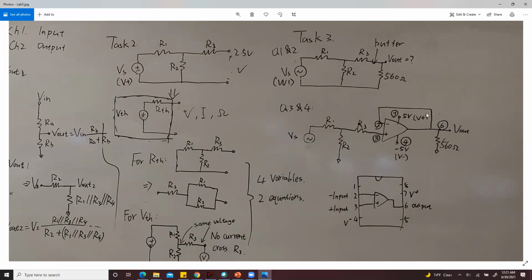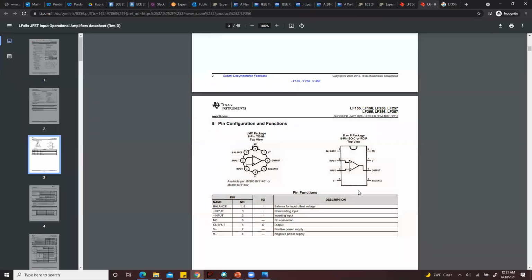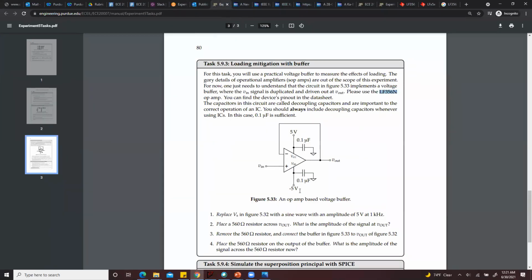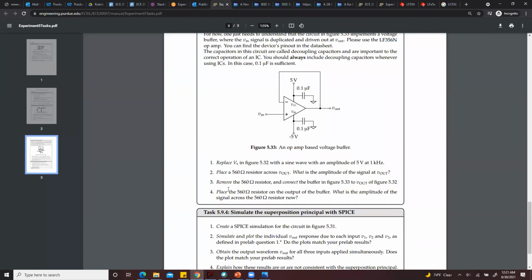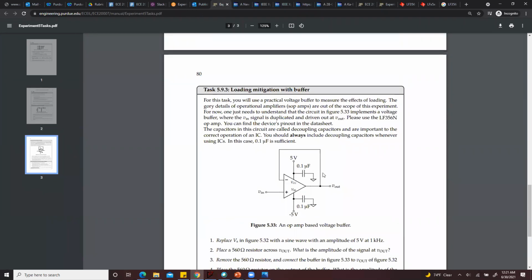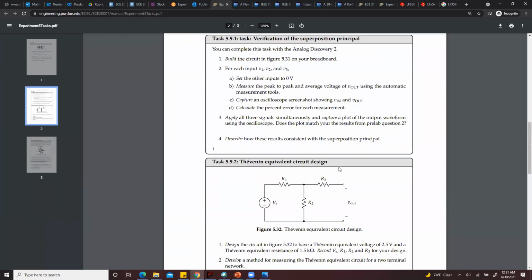After you build the buffer, you connect the 516 ohm resistor. One side of the resistor connects to the output, which is pin 6. The other side of the resistor connects to ground. Then you measure the output voltage. That's question 3 and question 4. I think that's all for Lab 5.